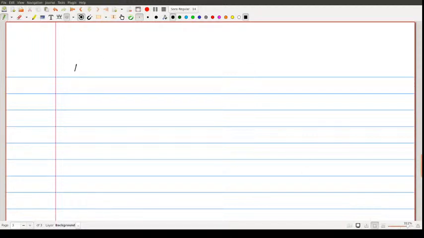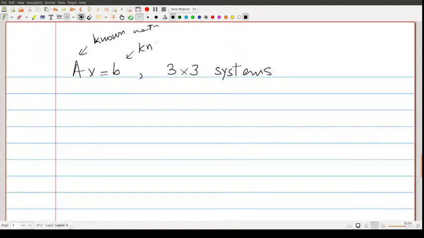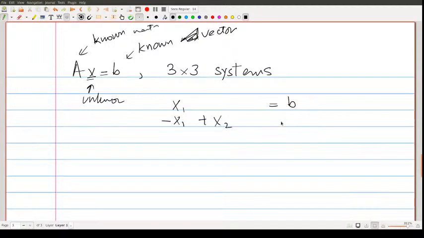So let's say we have a problem AX equals B, and at this point I'm restricting my case to 3x3 systems. And notice that in any system of equations, this is a known vector, and we're looking for this unknown. We're looking for values that satisfy it. So let's look at a system of equations I can write down. Let's say x1 is equal to b1, minus x1 plus x2 is equal to b2, and minus x2 plus x3 is equal to b3, right? So this is a system of equations I can write.